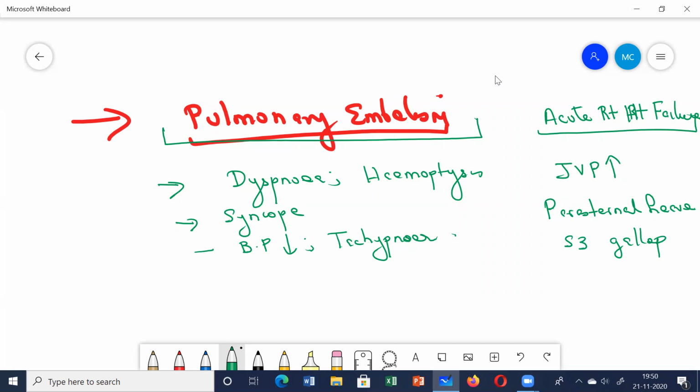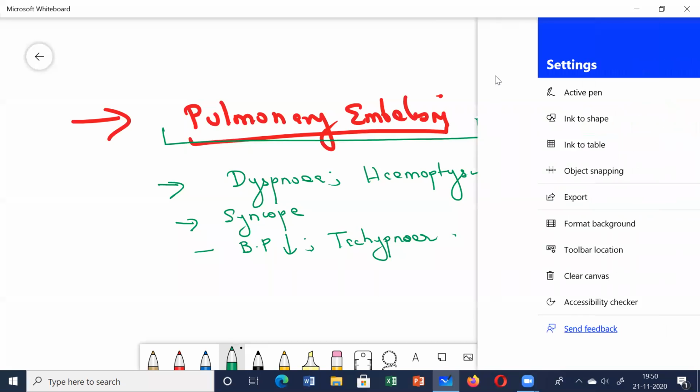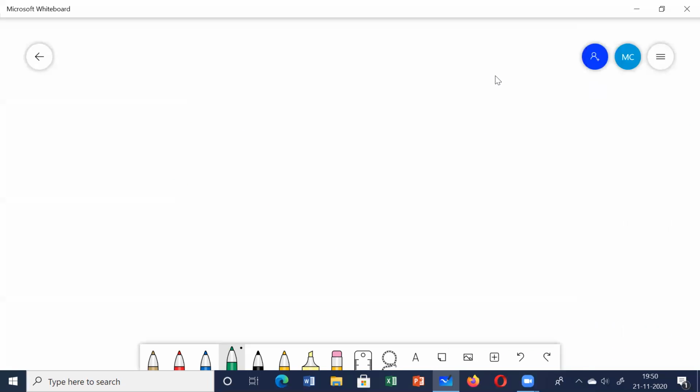So next, let us see chronic cor pulmonale. What are the main causes of chronic cor pulmonale? Just now I told you that the main cause is COPD, chronic obstructive pulmonary disease, and also chronic bronchial asthma. But remember, chronic bronchial asthma is a very uncommon cause of chronic cor pulmonale. Mainly it's COPD or pulmonary tuberculosis, any interstitial lung disease, high altitude.